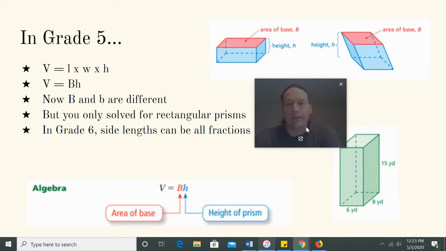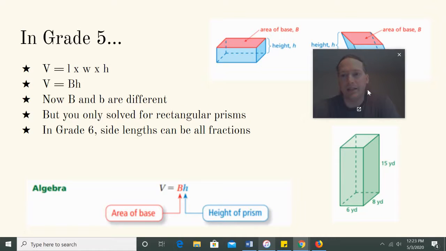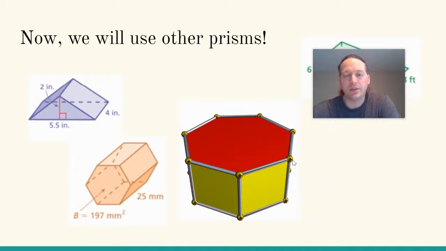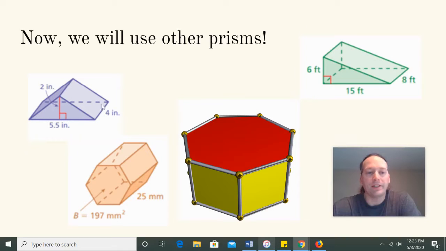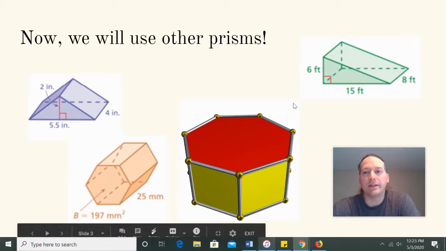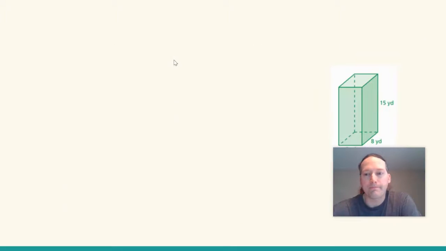Now we're going to look at a few other different shapes, even in a rectangular prism itself. What happens if it's slanted, that type of thing. Again, it's the same thing, area of the base times the height. Now we're going to look at a few other kinds of prisms. We've got a triangular prism, a hexagonal prism, a different kind of triangular prism, and a heptagonal prism.